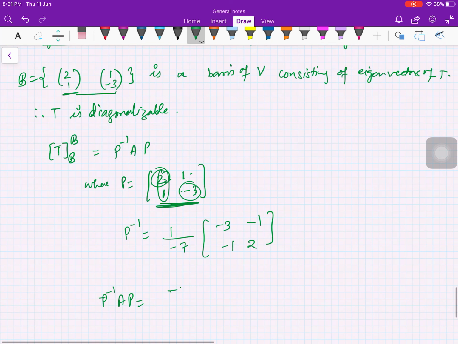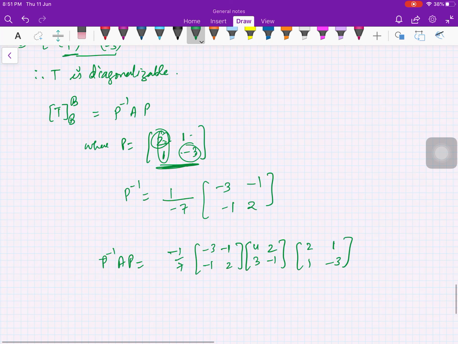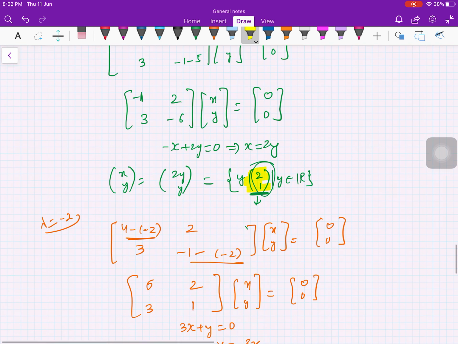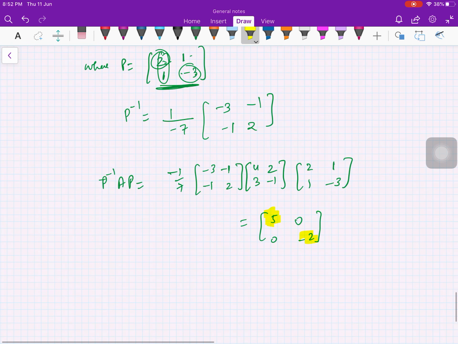Now you can check P inverse AP will be minus 1 by 7 times [minus 3, minus 1; minus 1, 2], times A, the initial matrix we started with, times [2, 1; 1, minus 3]. You multiply it, and ultimately you will get [5, 0; 0, minus 2]. You see, these are the eigenvalues. 5 and minus 2 were our eigenvalues.